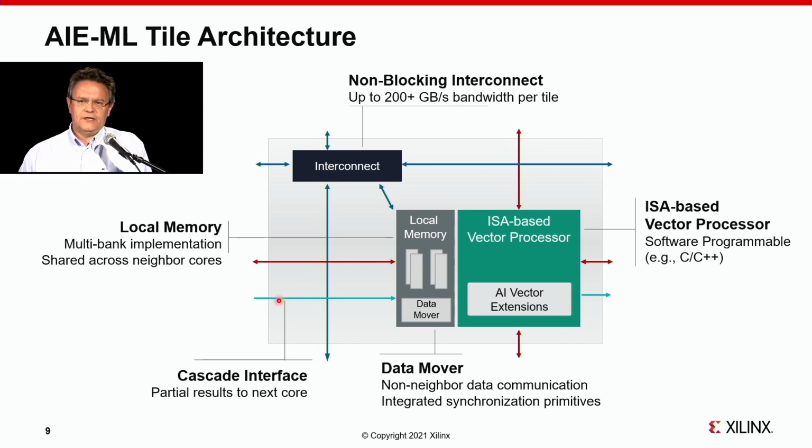Now, one additional interface at the tile is what we call the cascade interface. This is an interface that is point-to-point directly connected between adjacent tiles. And this provides the functionality where we want to transmit or transfer the intermediate results from one core to the adjacent tile.